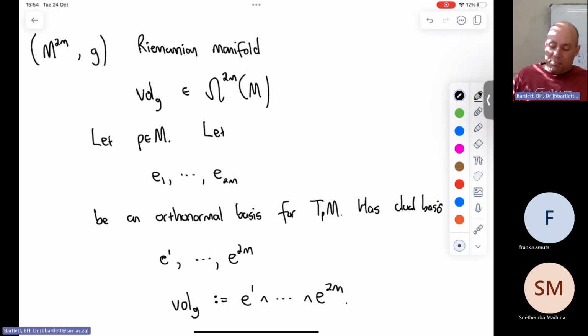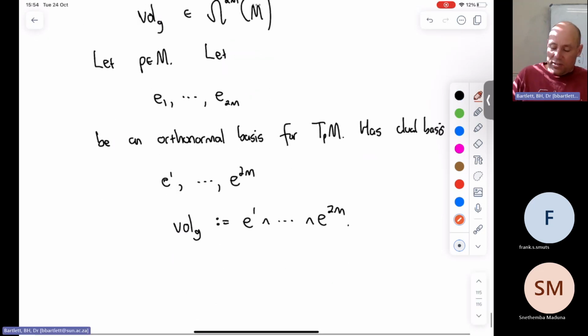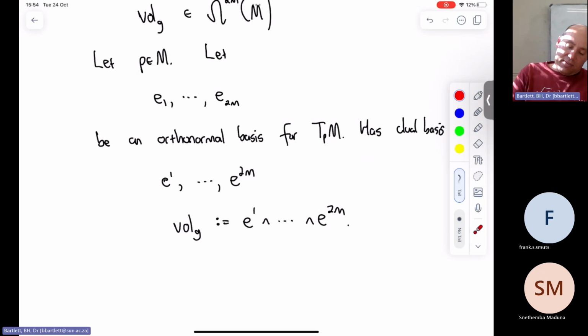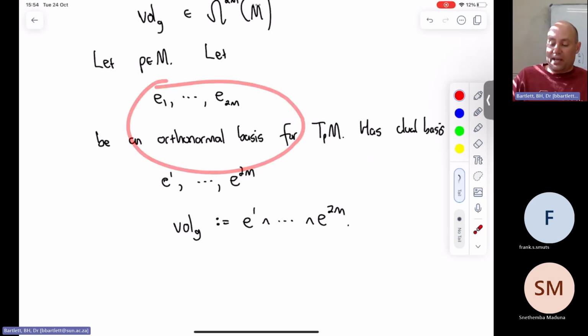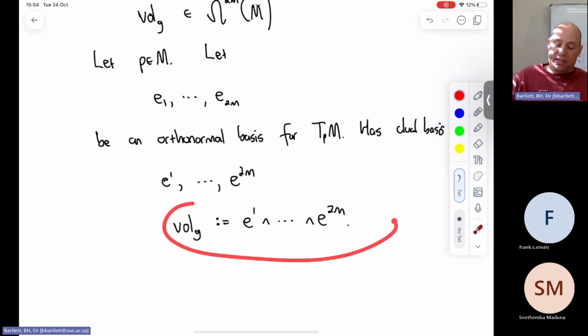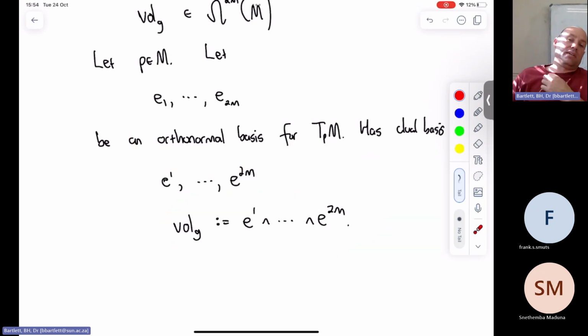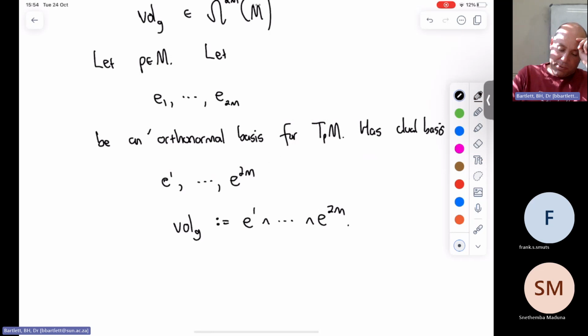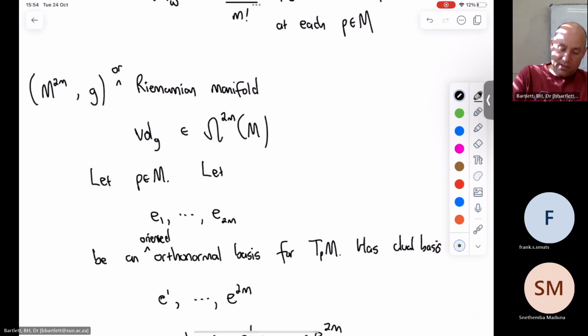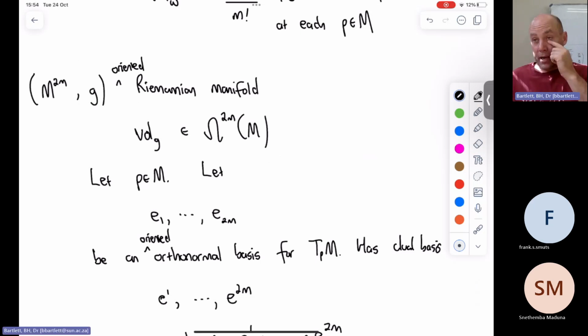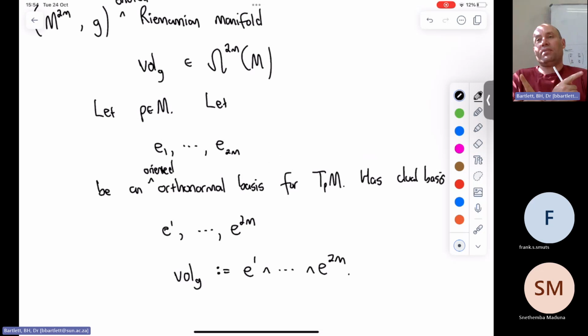Now, you might complain to me, how do I know this is well defined? Because I've relied on choosing some orthonormal basis for the tangent space. And I'm claiming that this choice, or this formula, doesn't depend on the choice of orthonormal basis you used. So I should make one proviso here. I should say an oriented orthonormal basis. So I did want an oriented manifold here. Otherwise, someone could swap the order of the vectors and I'd get minus that, so that would be a problem.